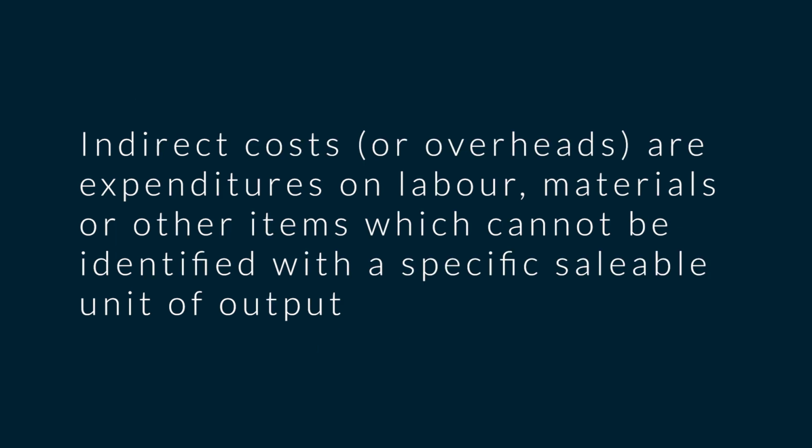Now, indirect costs or overheads are expenditures on labor, materials, or other items which cannot be identified with a specific sellable unit of output. In the case of the book, you're talking about things like the cost of, say, some lubricant that is used to maintain machines, probably the money paid to sales staff or security guard. So you see, those are indirect as far as the textbooks that you're selling are concerned.